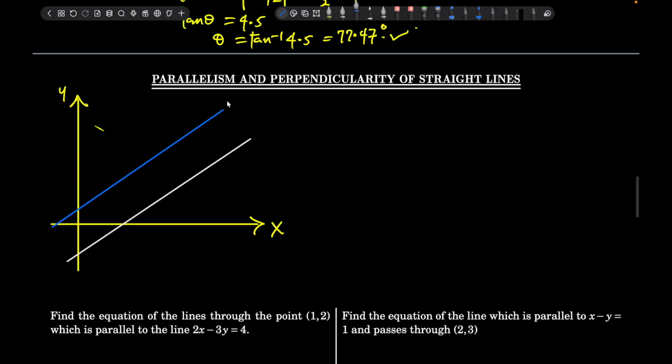So let's call this L1. Again, let's call this L2. So the slope of L2 will be M2, of course, and the slope of L1 will be M1. Now, if two lines are parallel, I repeat, if two lines are parallel, it means that their slope are the same, or you can say that their slope are equal. So I can say that M1 is equal to M2. This is parallelism.